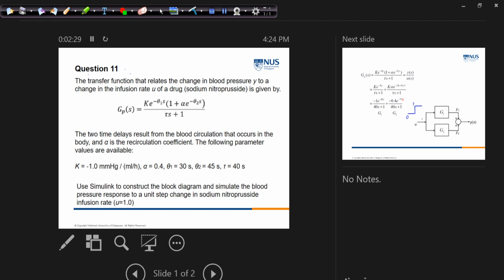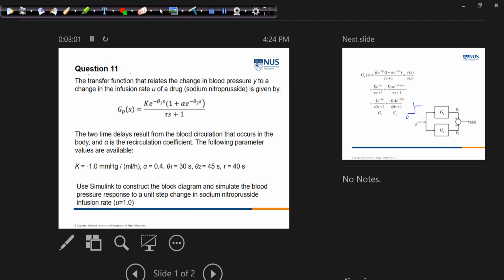If you see G(s), it's given as two terms summed together in the numerator. If you look at them as a group, it seems quite complex. But if you consider it as two terms summed together with the denominator being tau s plus 1, then these two terms can be turned into the classic standard formats of transfer functions, first order or second order, which you're able to solve.